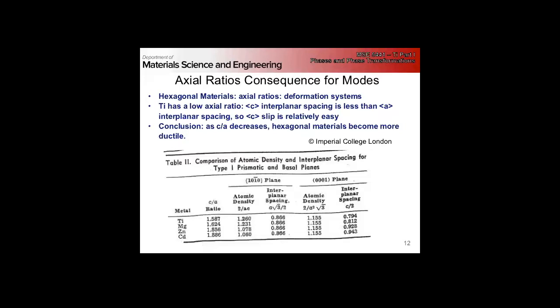So titanium has an easier time than magnesium with slip, accommodating deformation along the C axis, because it's easier to operate those C plus A systems, right? Whereas pure magnesium twins much easier than titanium because it's easier to accommodate that deformation, right? Because of the ratio of spacing of the basal planes.